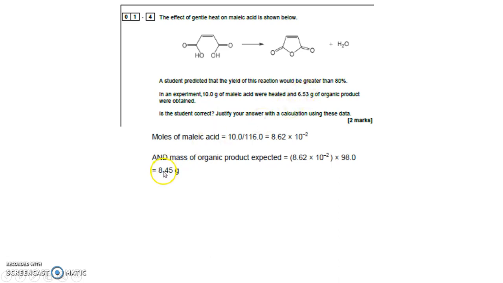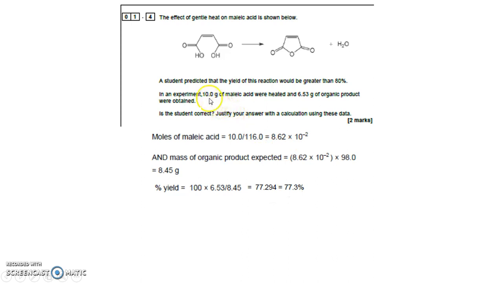I divide the smaller one by the larger one, so 6.53 divided by 8.45 will give me a fraction, and I multiply it by 100 to get the percentage. So my percentage yield is 100 times the smaller number, what I actually did get, the mass of the organic product that I made, divided by the mass of what I should have made, and it works out as 77.294.